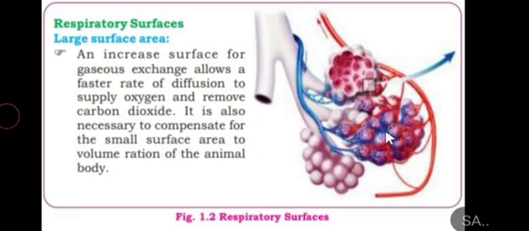So this is it. I hope that you understood well. I will continue with the human respiratory system in detail in the next video, so wait for it. I hope you understood how gaseous exchange takes place in plants and how it differs in different types of animals, whether terrestrial or aquatic, and what properties a good respiratory surface should exhibit in animals.